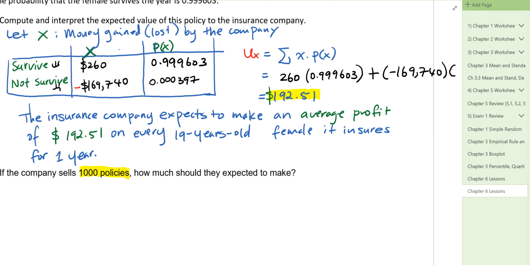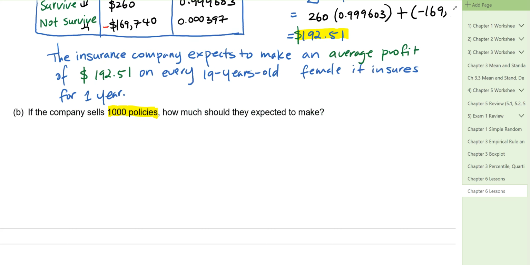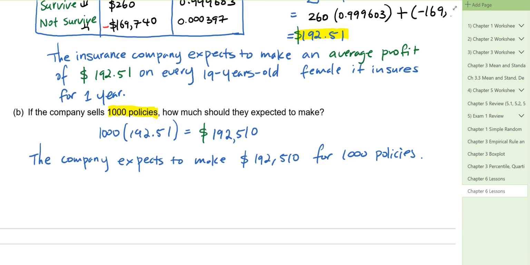All right, part B. If it sells 1,000 policies, then how much do we expect to make? Well, one policy makes $192.51 on average. For 1,000 of them, we can just multiply it. So the company can expect to make, on average, $192,510 per 1,000 policies. Again, that's very profitable, right? So times 1,000, I get 192,510. So this is the hand computation of the mean.